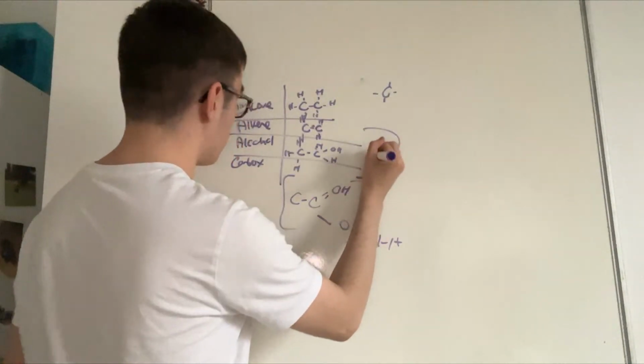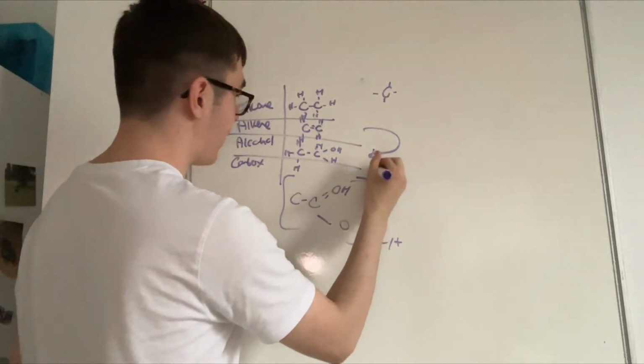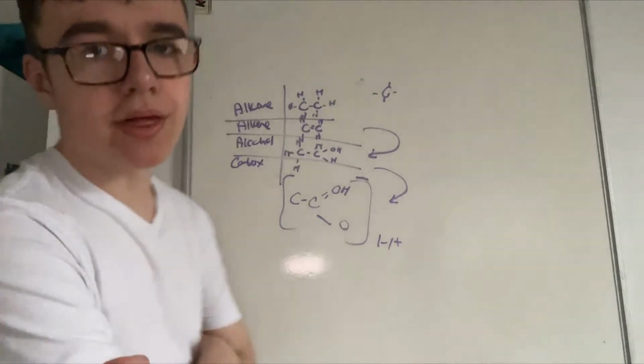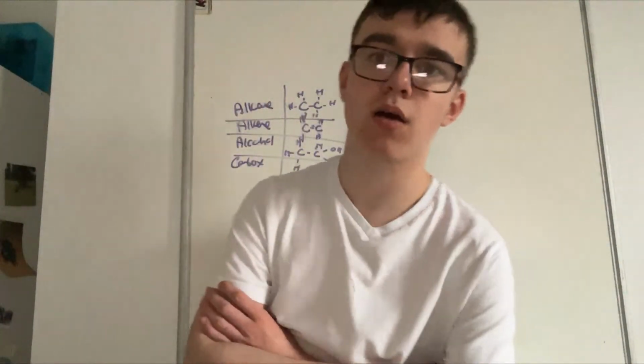How do you get from an alkene to an alcohol, and then an alcohol to a carboxylic acid? Riddle me that, guys. How do we do it?